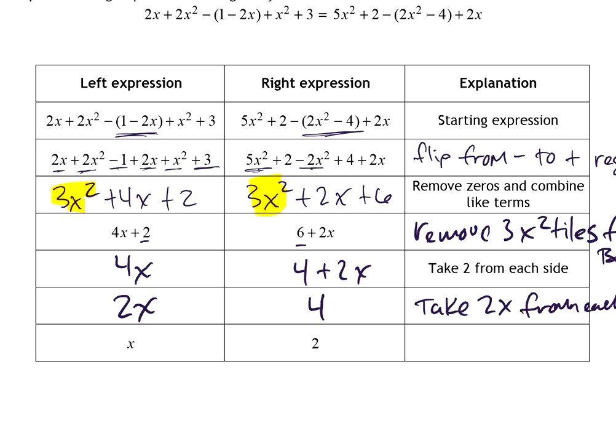And then finally, you can see that I've got groups here, 2x and a 4 on one side. So I'm going to divide both sides by 2.